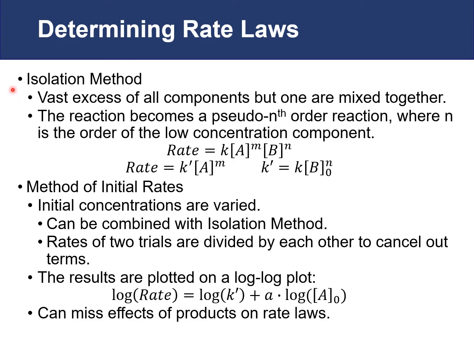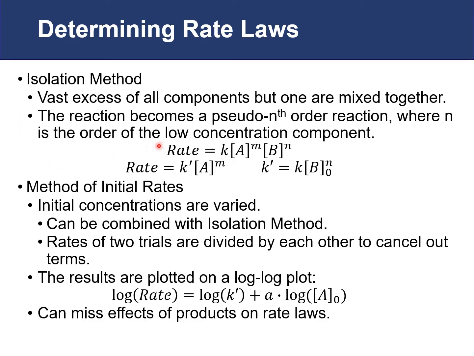In the isolation method, we use a vast excess of all the components except one. We then monitor that one component as it changes with time. The reaction then becomes what's called a pseudo nth order reaction, where n is the order of the lowest concentration component, the one that we are tracking.